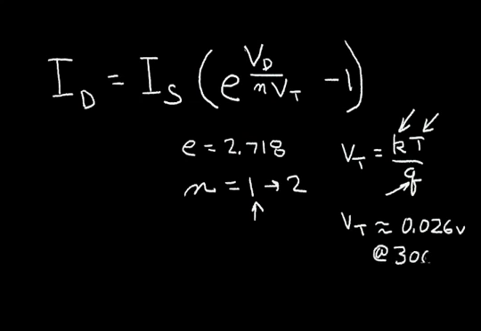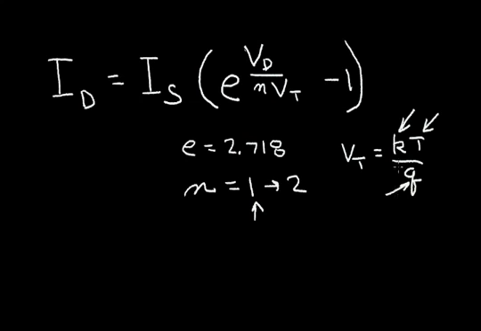300 degrees Kelvin, which corresponds to approximate room temperature. Now sometimes it's useful having this equation solved for the diode voltage, V sub D. So let's solve for V sub D. Now we can take this equation and divide both sides. K is Boltzmann's constant. T is the absolute temperature in degrees Kelvin. And Q is the charge on an electron.